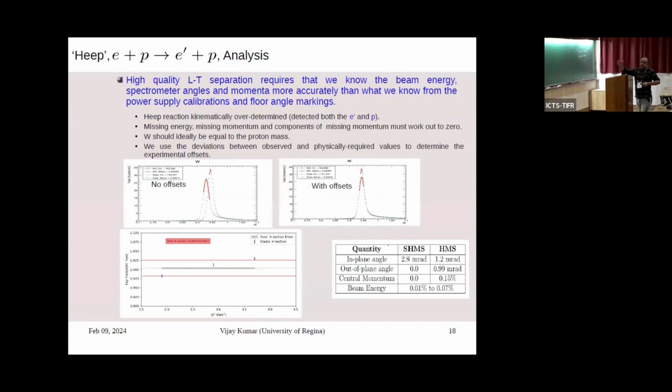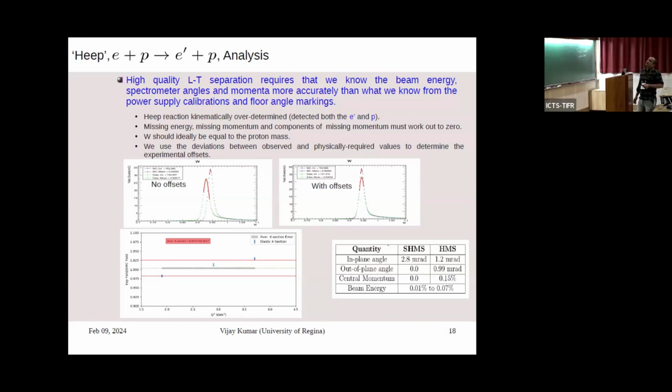So next, when we understand the target volume and all efficiencies, the next thing is the elastic cross section. We also need to reproduce the elastic cross section before doing the LT separation. In this case, the data is different. The electron beam is scattered off the target, and the scattered electron we measure in the HMS, and the proton we measure in the super HMS. So in this case, the reaction is kinematically overdetermined, and from here we can understand the missing energy and missing momentum, and the components of missing momentum must work out to be 0, right?